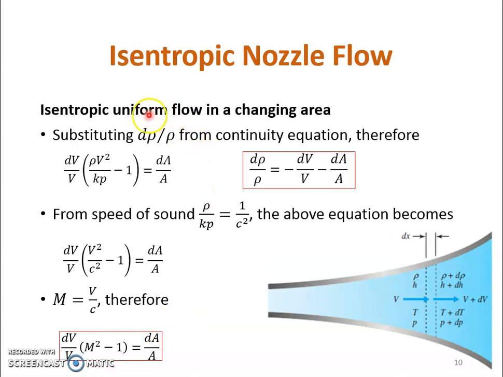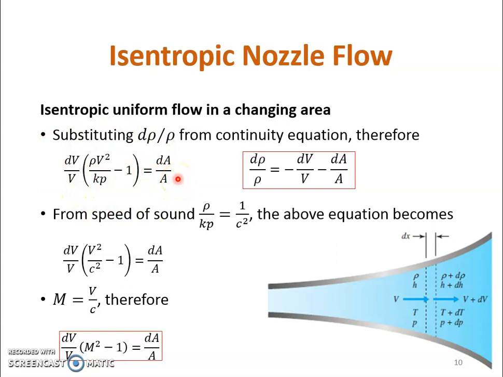From the previous equation and also the continuity equation, we have the term d rho over rho. With the d rho over rho, not del, we should come up with this expression from the continuity. It goes to the right side, so it becomes negative. So we substitute into the equation and rearrange it, and we can get this expression.